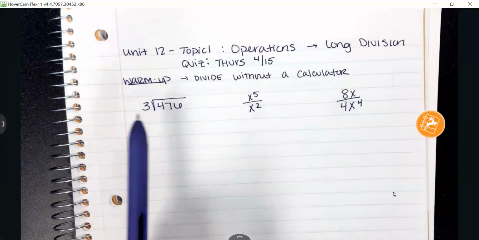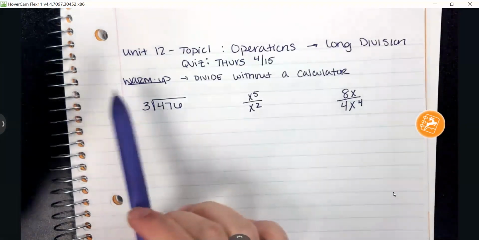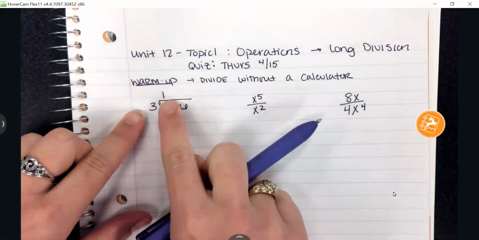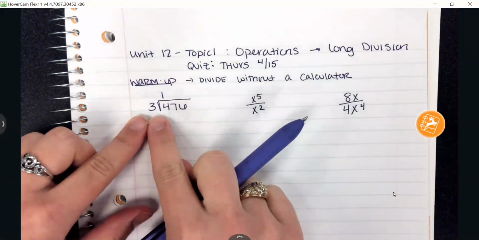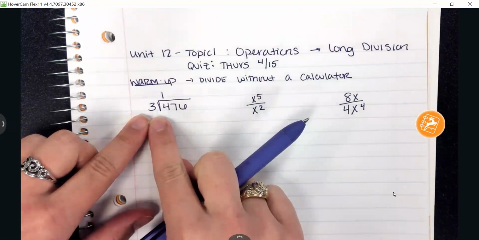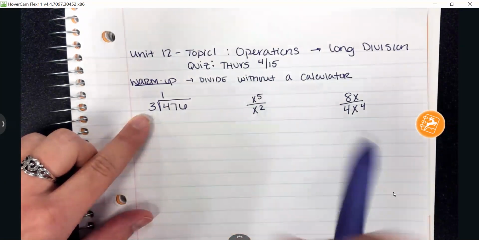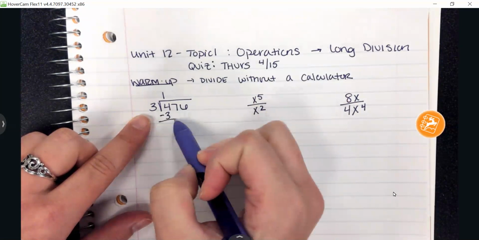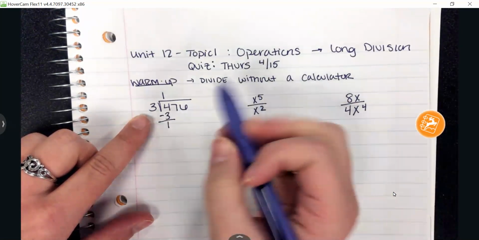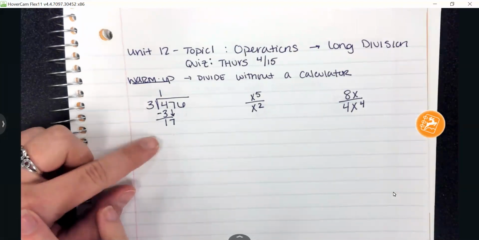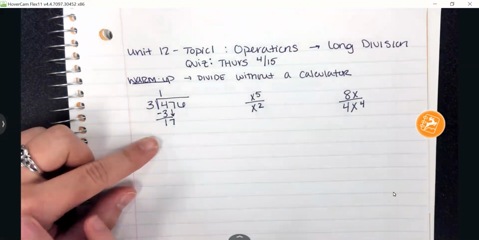All right, I'm trying to divide. How many times can 3 go into 4? 1. What do I do with 1 and 3? I need an operation. Multiply. Thank you. 1 times 3 is 3. I subtract. So I have a 1. Bring down my 7. How many times can 3 go into 17?